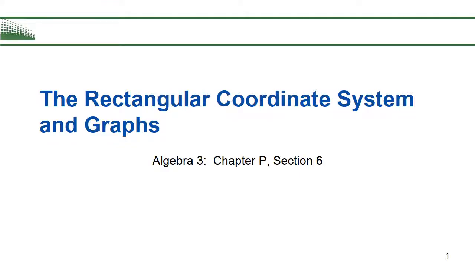Algebra 3, Prerequisite Chapter, Section 6, the Rectangular Coordinate System and Graphs.